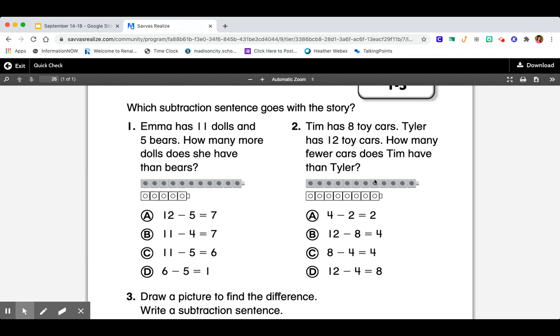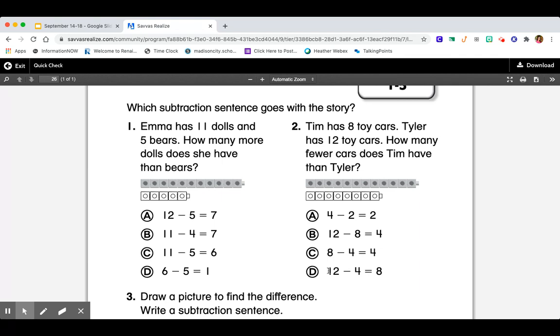And our choice down here would be, they're tricking us. How many fewer cars does Tim have than Tyler? Fewer cars. So here, this is going to be choice B. 12 cars that Tyler has minus the 8 Tim already has equals the 4 fewer cars that he has than Tyler.